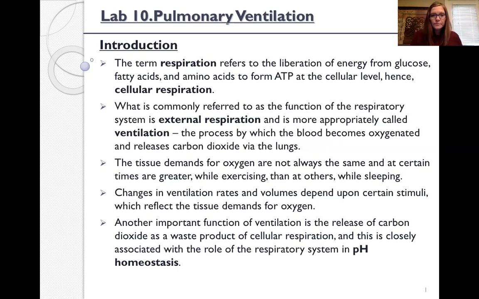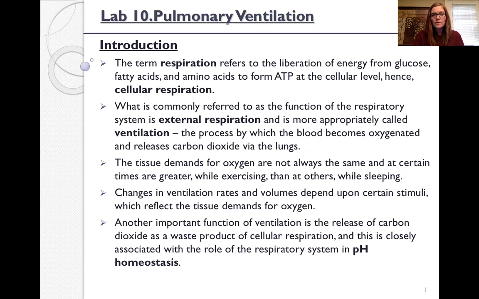So that's what we're working with: the process where blood becomes oxygenated and releases carbon dioxide through the lungs. The tissue demand for oxygen depends upon what you're doing. It can be different if you're sleeping, running, exercising, or sitting in a chair like we are right now watching this video. Those changes in respiration depend upon the outside stimulus and reflect the tissues' demand for oxygen. Another important function of ventilation is the release of carbon dioxide, which is the waste product of cellular respiration, and is closely associated with the respiratory system in terms of pH homeostasis.